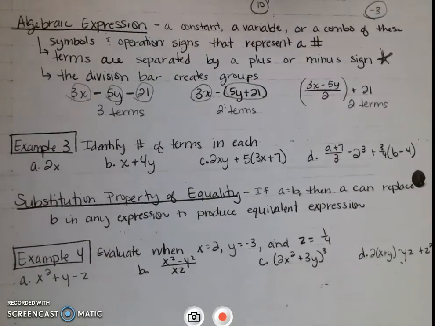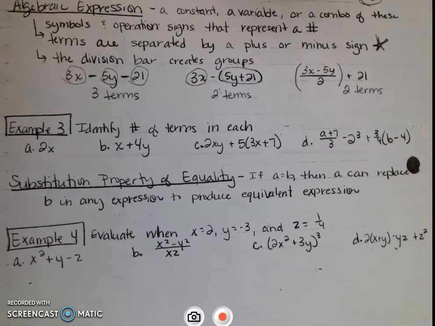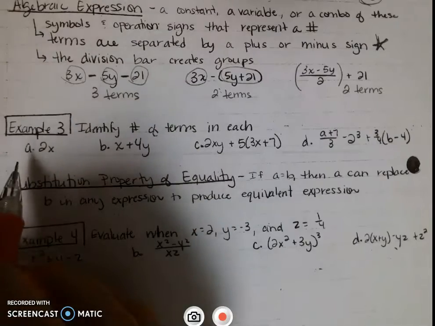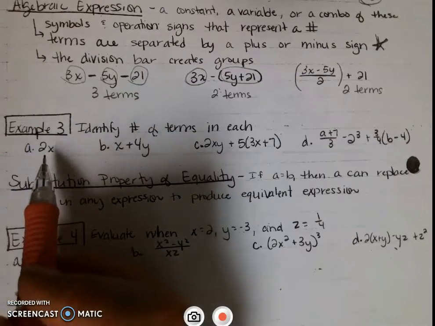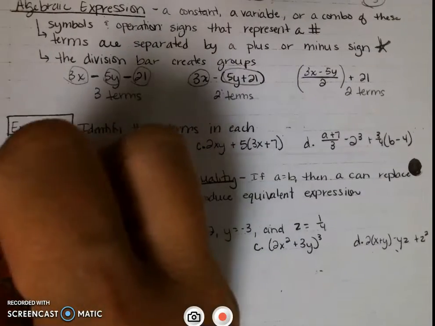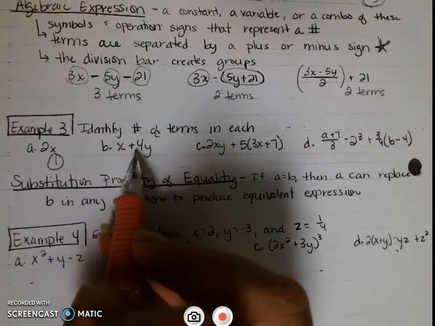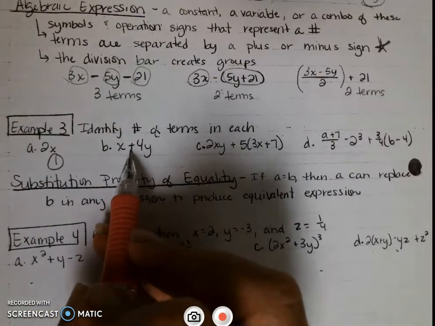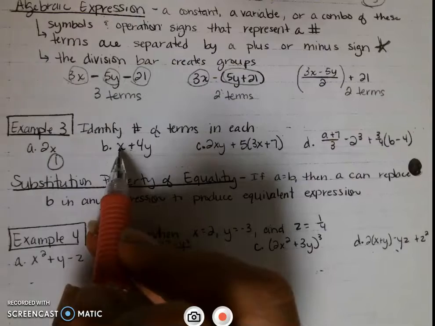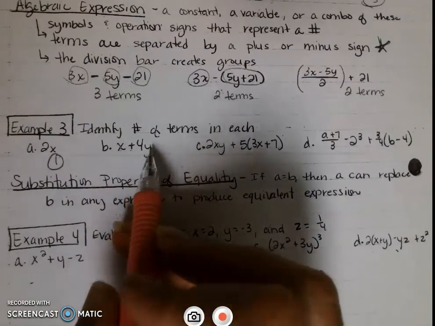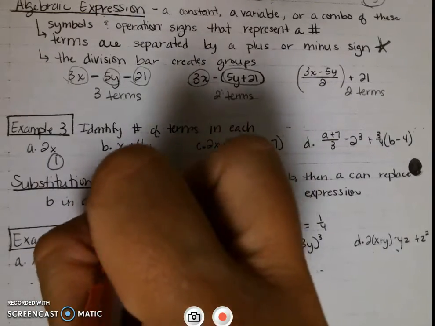Okay, so let's look at example 3 and identify the number of terms in each. So A has 2x. There's no plus sign, no minus sign, so there's just 1 term here. B, x plus 4y. There's a plus sign. There's no grouping symbols, so we have an x and a 4y, so we have 2 terms.